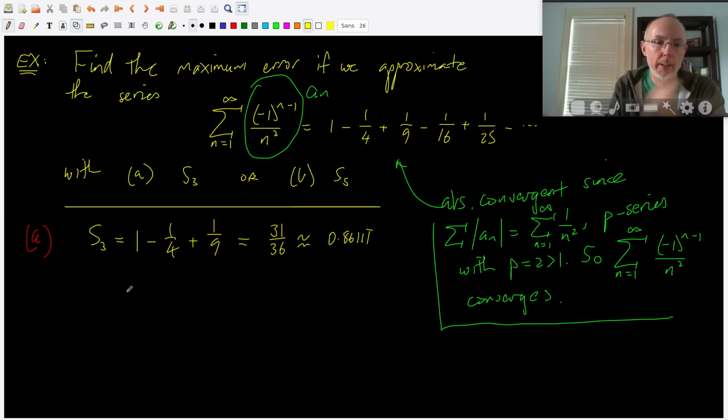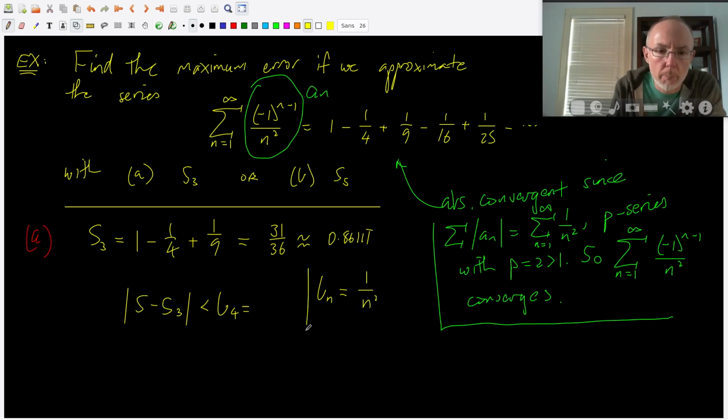How good an approximation is it? Well, we know from our inequality that S minus S sub 3 is going to be smaller than b sub 4. Well, what was b? b sub n is the positive part. So b sub n was 1 over n squared. So b sub 4 is going to be 1 over 4 squared. So we know the difference between S and S3 is going to be less than 1 over 16. So the maximum error is 1/16.